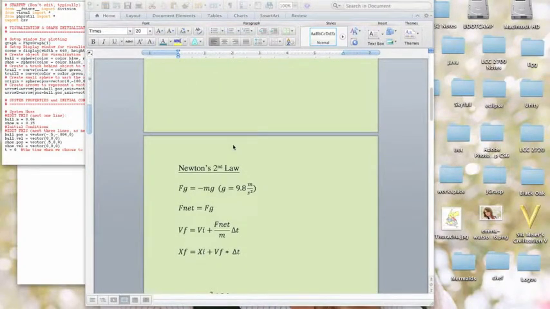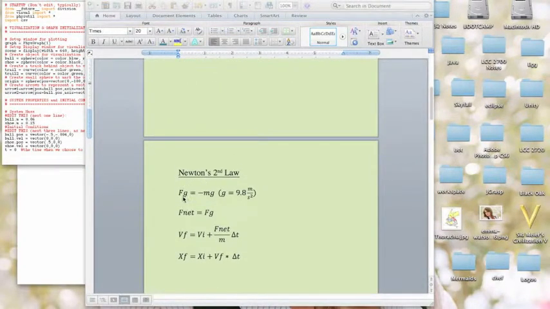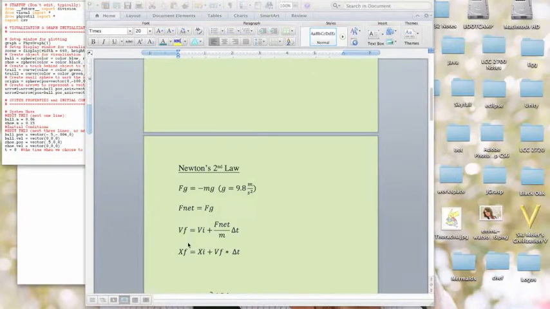In this lab, using Newton's second law, we will first compute the force of gravity on both the objects as it is acting on them in the system, which is equal to the negative mass of each object times the gravitational constant of the Earth, which is 9.8 meters per second squared. And we're going to assume that the only force acting on it is the force of gravity because the drag force is so minuscule in this experiment.